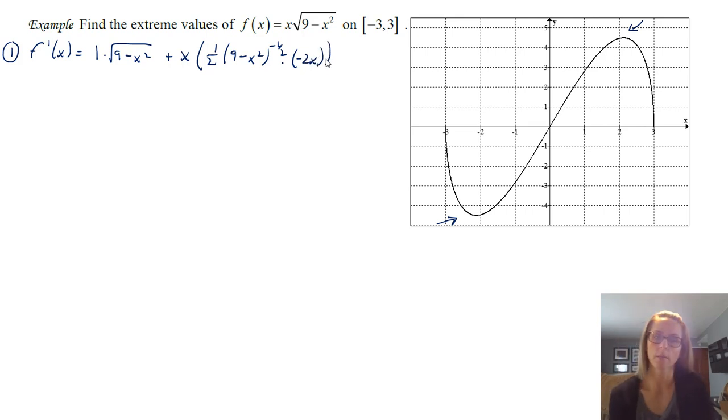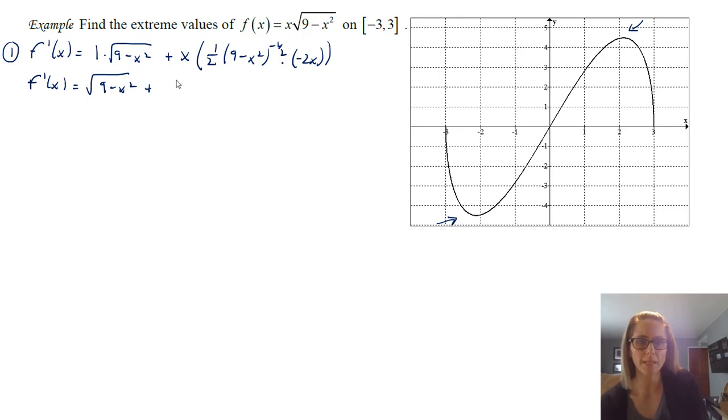And I really can't say this enough, but you're always welcome to pause and find answers yourself to help with your understanding. So the derivative of this, I'm going to do a couple things here. I'm going to simplify x and 1/2 and negative 2x. So that's going to give me a negative x squared. And then my denominator here is going to be the square root of 9 minus x squared.